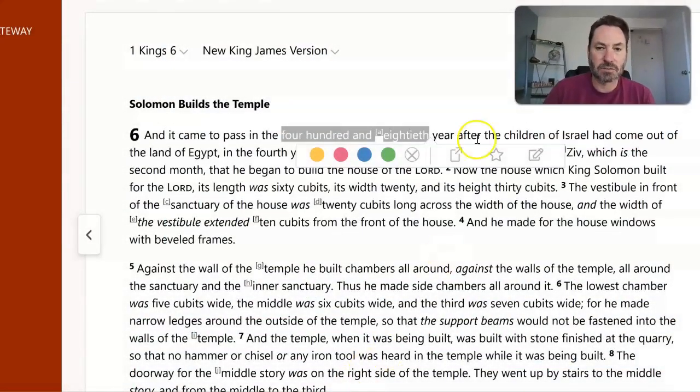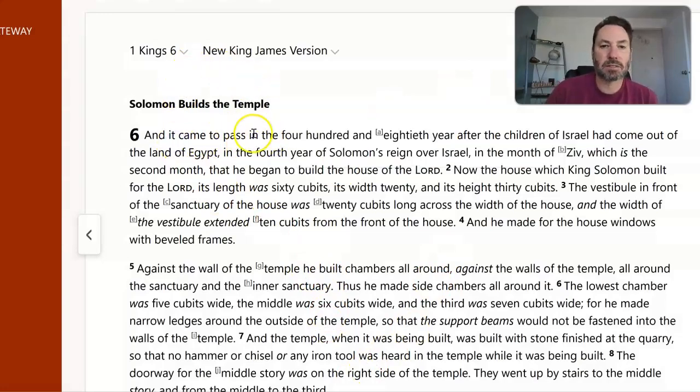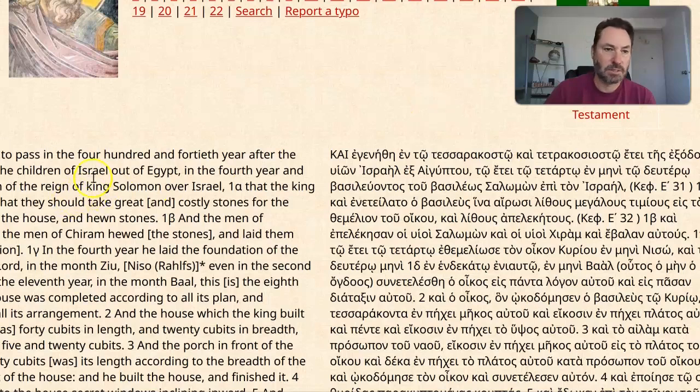The other interesting thing that I found when I was looking at this was in 1 Kings chapter 6, it says, "And it came to pass in the 480th year after the children of Israel came out of the land of Egypt." This is a part of our calculations, and so this is what is being used. The interesting thing here is if you go to the Septuagint, sorry, it's kind of cut off there, but it says, "And it came to pass in the 440th year after the departure of the children of Israel out of Egypt."